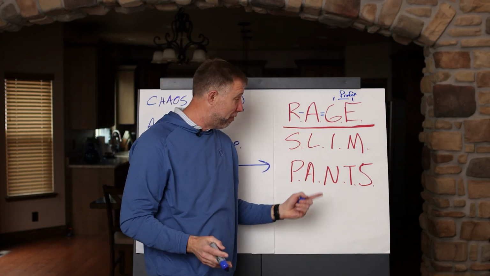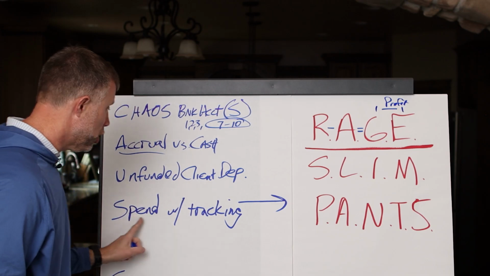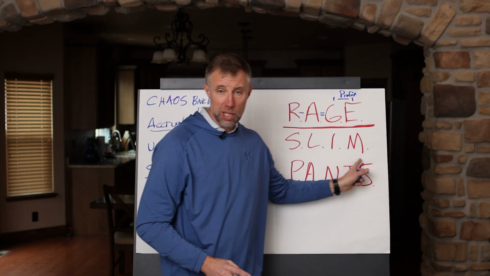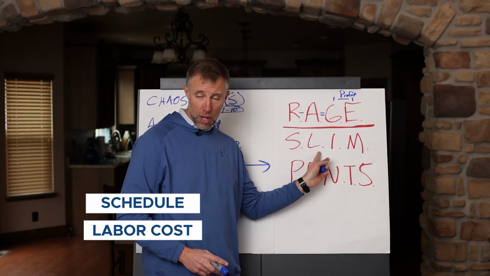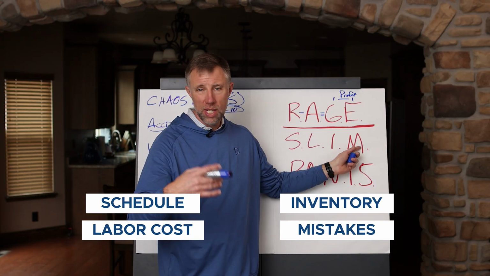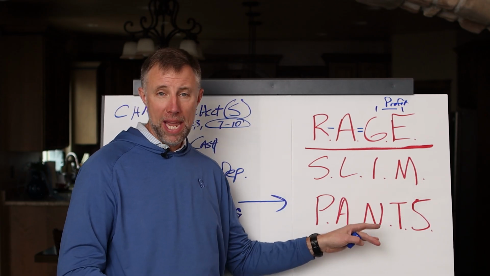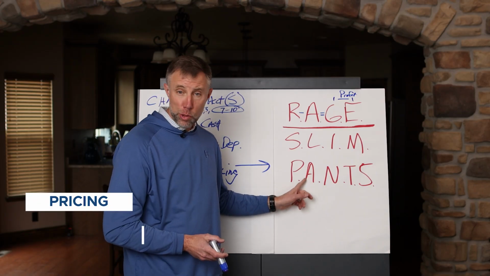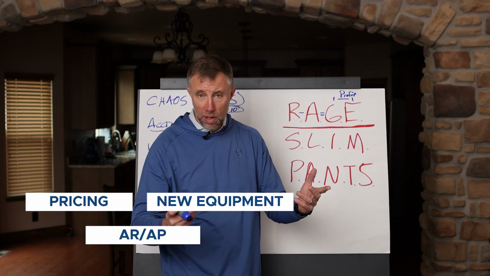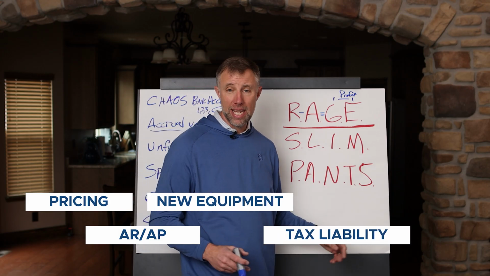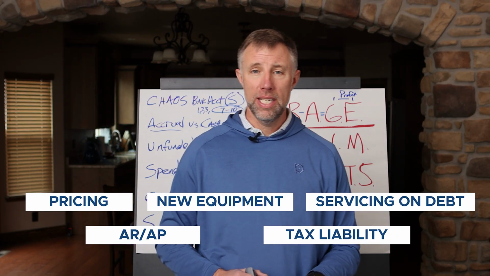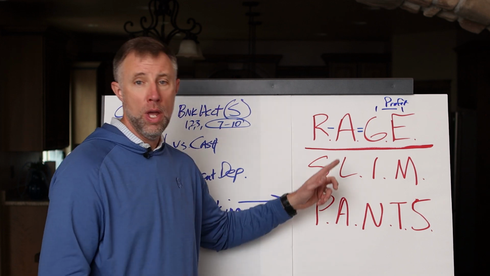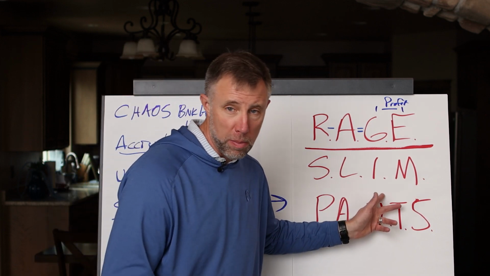This is how we run lean and fit into our slim pants. So in order to avoid spending without tracking, we need to put in tracking metrics. What are those tracking metrics? Follow the slim version: schedule, labor cost, inventory, and then any mistakes, warranties, or callbacks. That leads to the second version of pants and how we're looking at fitting into those slim pants: pricing, accounts receivable and payable, new equipment or capital reinvestment, taxes, like your quarterly estimated taxes, and then servicing on debt. If you just had a spreadsheet and weekly reviewed these metrics, are we on schedule? What's our labor cost? What does our inventory management metric look like right now?